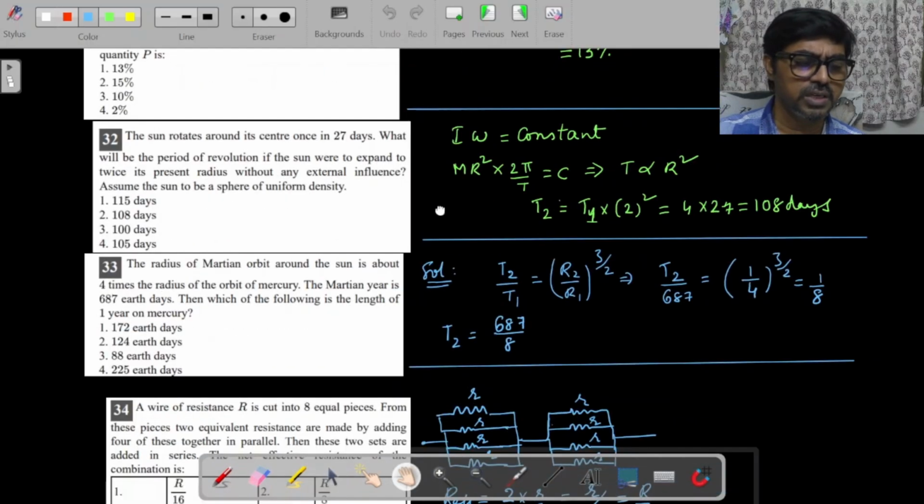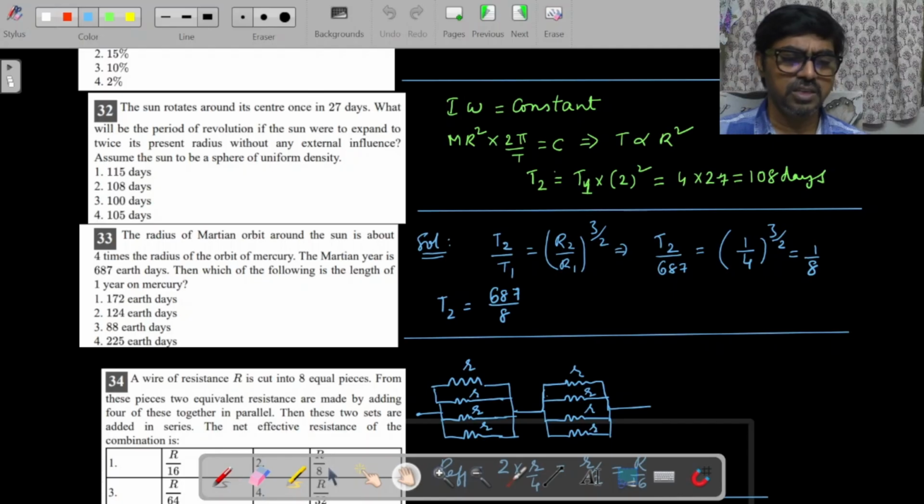Now let us go to the 32nd question. The sun is rotating around its own center once in 27 days. What will be the period of revolution if the sun were to expand to twice its present radius without any external influence? So the sun is expanding to double the radius. Mass is not changing and there is no external force. Because there is no external force, angular momentum has to be conserved.